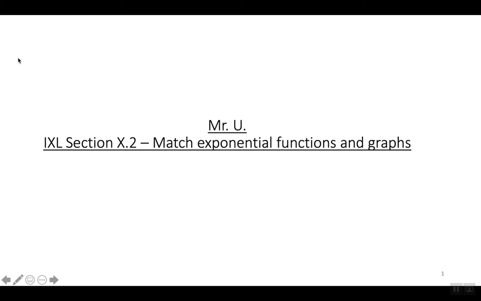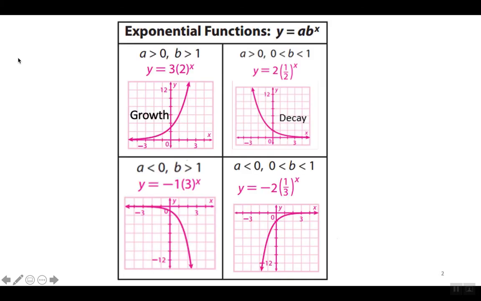IXL Section X.2, Match Exponential Functions and Graphs. Okay, this IXL is super easy and super important. I know right now what you're seeing on the screen looks very complicated, but I'm going to show you how to look at the graphs and pick the correct one without doing any work whatsoever. That's how important this IXL is. It's going to show you how to pick the right graph without doing any work, no calculations, nothing.